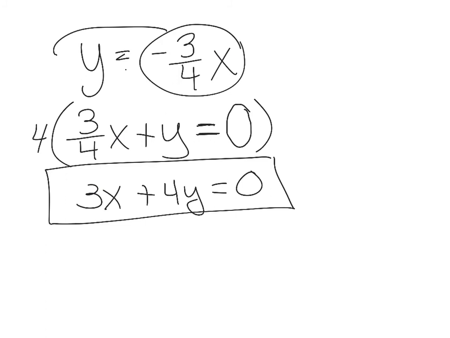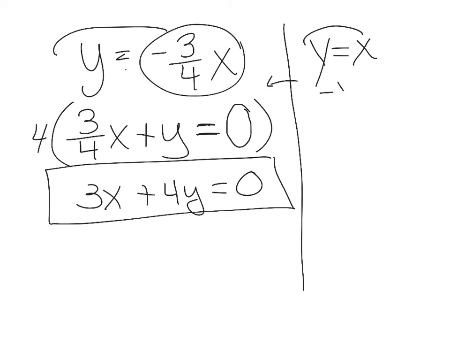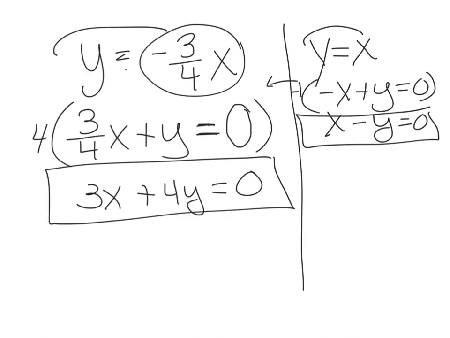What if I have y equals x? It's the same thing, y'all. I'm just going to move this over. Negative x plus y equals 0. And we're going to multiply everything by -1. So x minus y equals 0.